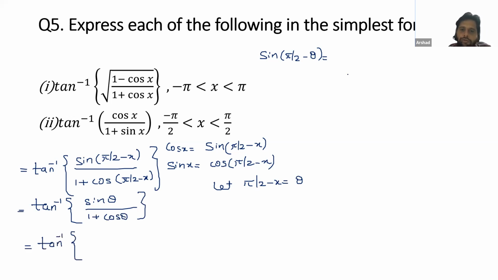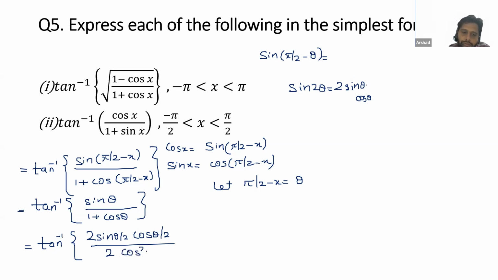Now what is the formula of sine 2 theta? Sir, 2 sine theta cos theta. Okay. Now here you have theta, so the angle becomes half. That's why we will write 2 sine theta by 2 cos theta by 2. And in the denominator, you have 1 plus cos theta, so you can write here 2 cos square theta by 2. Is it clear?